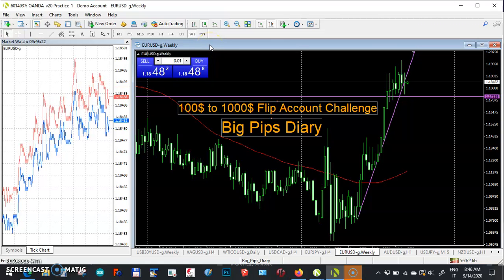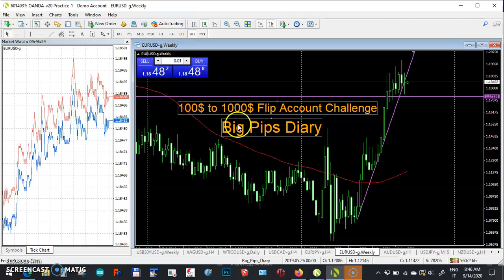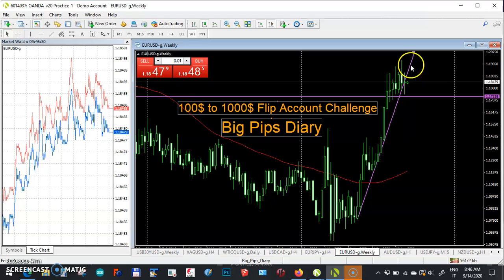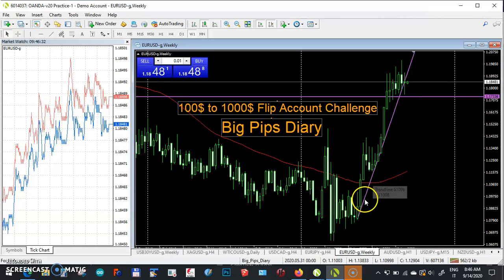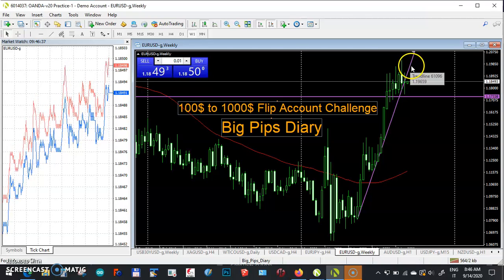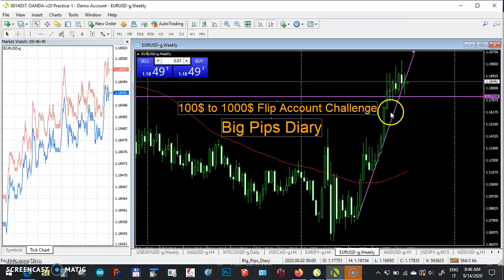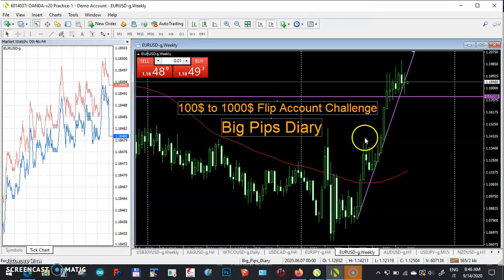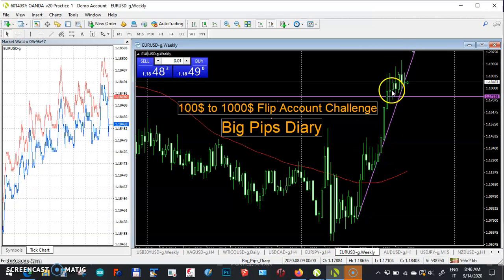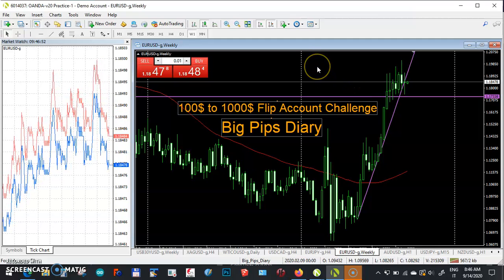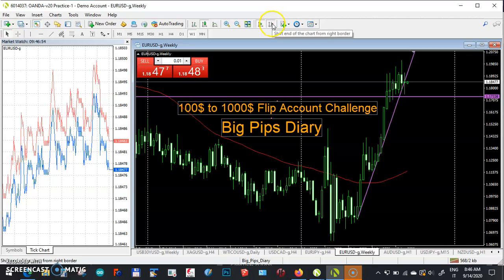And I'm going to analyze the weekly chart. As you can see, I already drew my line. This is the trend line, and it is a bullish line, and we are in the second phase, and we will make some forecasts, but first I'm going to see the daily chart.